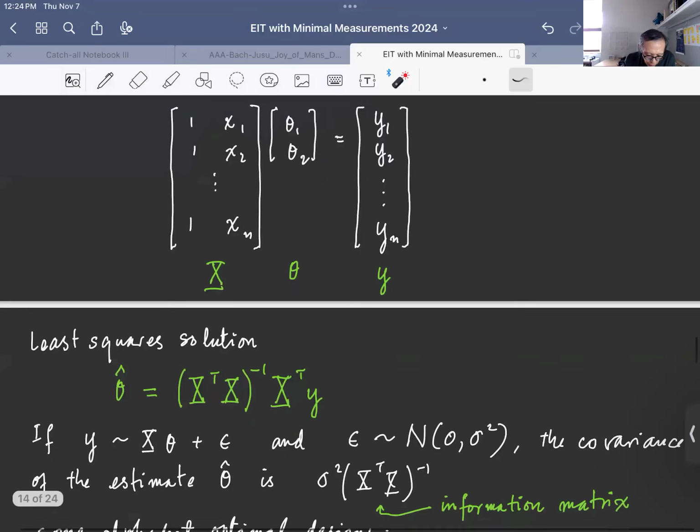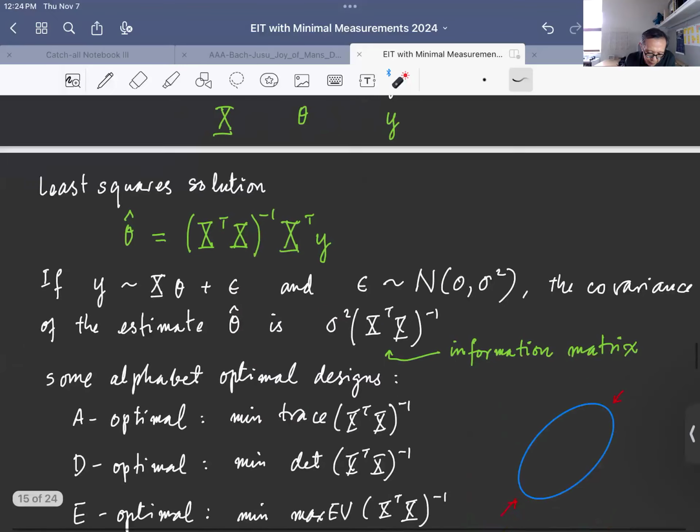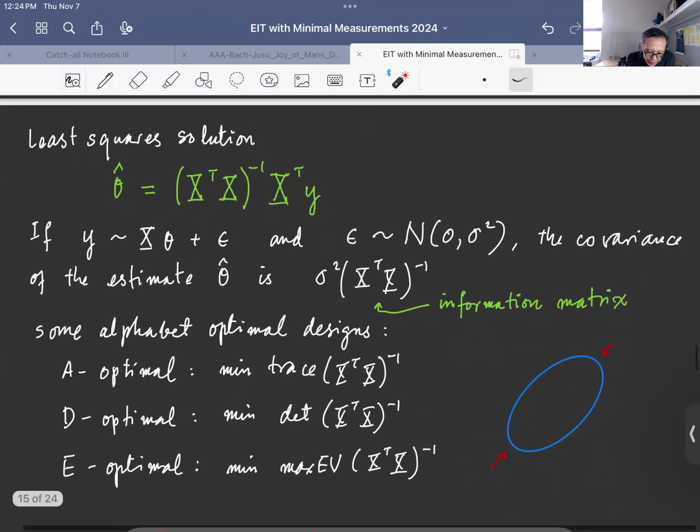So if you know that the reading that you're getting for the y is going to be noisy, with the noise being normally distributed with mean 0, the covariance of the estimate of theta is sigma squared times x transpose x inverse. This is called the information matrix.